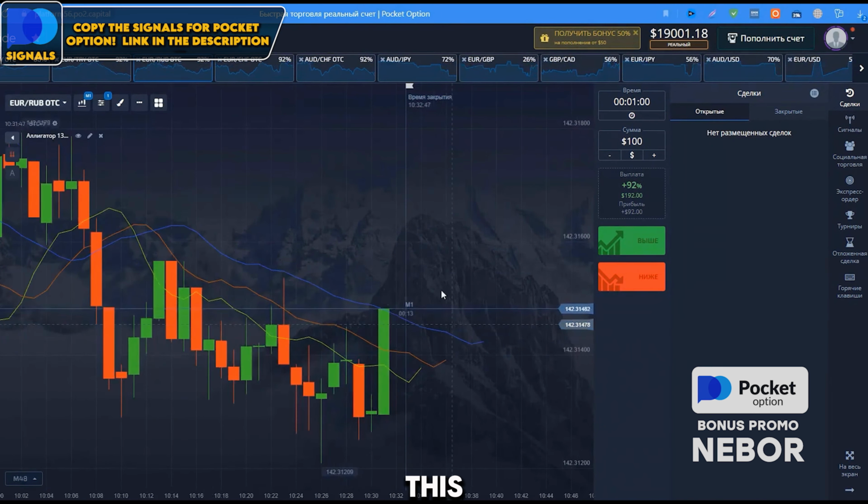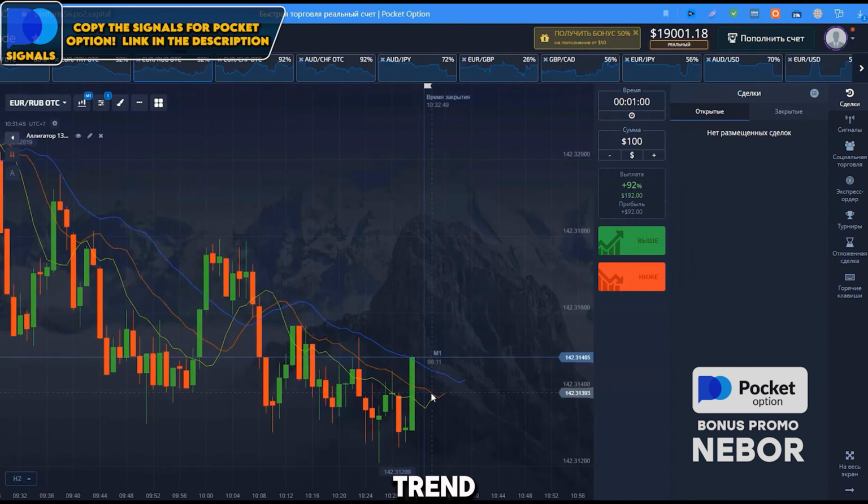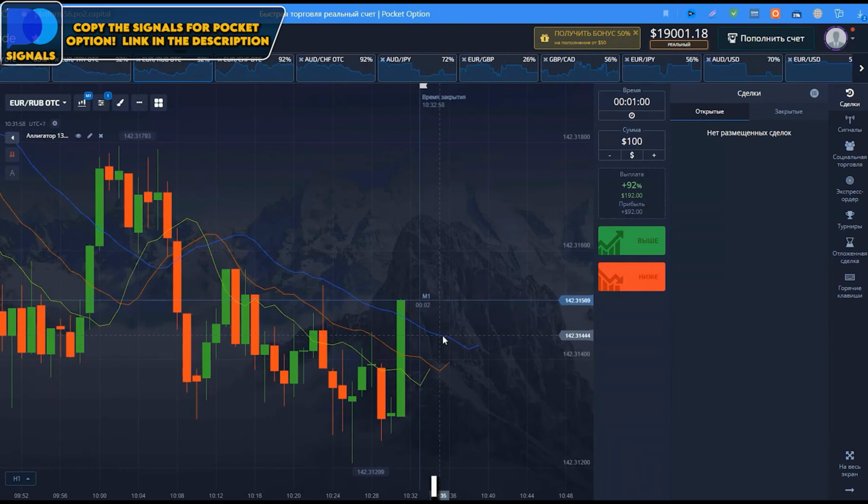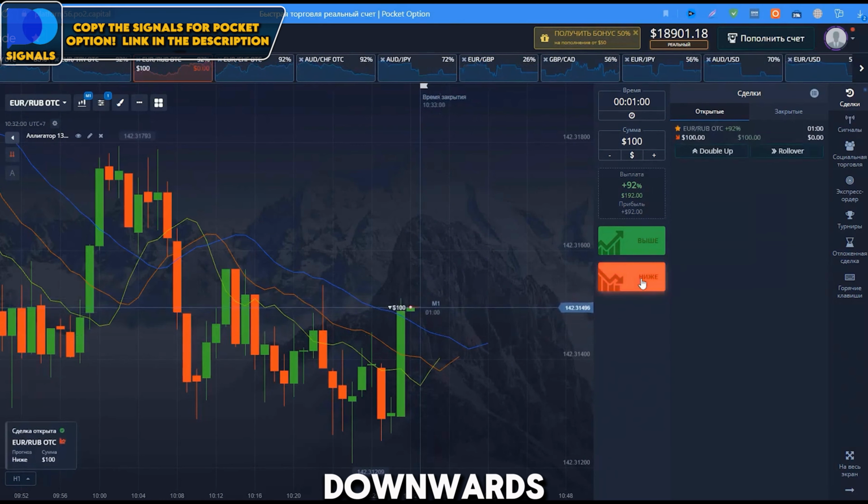I will focus on this asset. There is a downward trend, the moving averages are clearly directed diagonally downwards, and the impulse candlestick has reached the very top line, meaning there is nowhere higher to go. Naturally, I will enter primarily in the direction of the trend downwards from here.